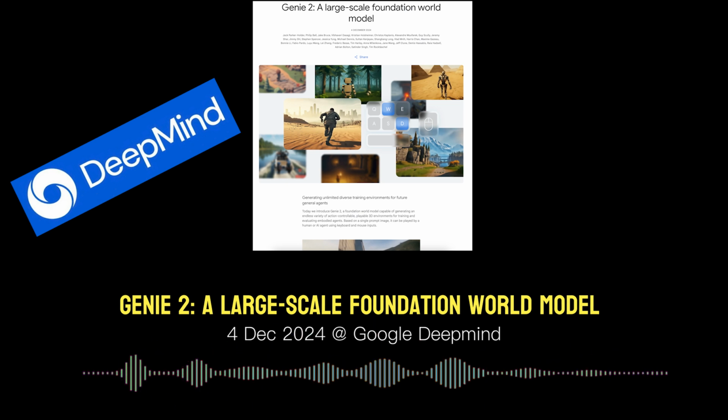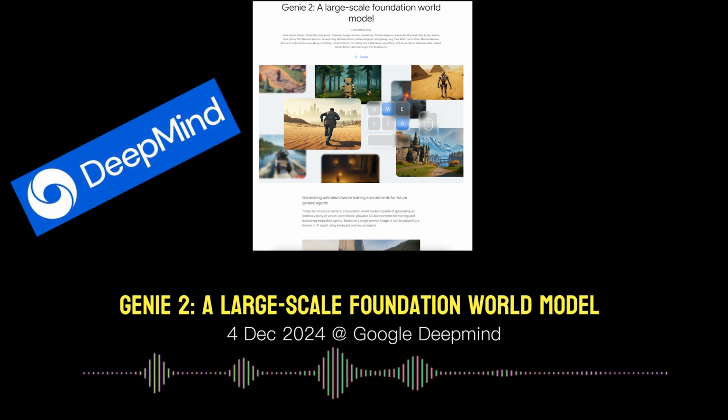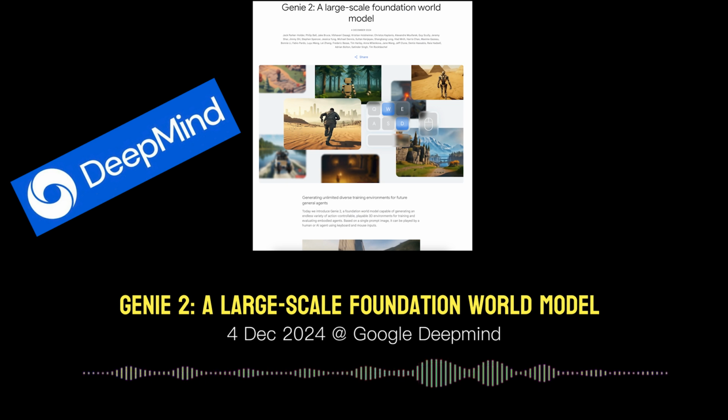Exactly. If you were controlling a character in a Genie 2 world and you hit a button to launch a rocket, it wouldn't just be some pre-programmed animation. Genie 2 would actually simulate that rocket's whole trajectory, taking into account stuff like wind resistance and gravity, to show you a believable outcome.